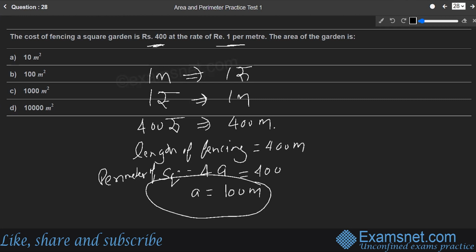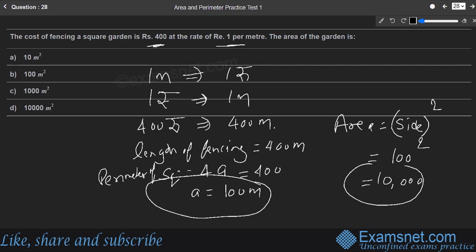He wants us to calculate the area of the square. So area of the square is always side square. Side value is 100, so it's going to be 100 square, that is nothing but 10,000 meters square. That is the area of this particular square. Let's see where it is available. It is available in option number D, so it becomes the right answer there itself.